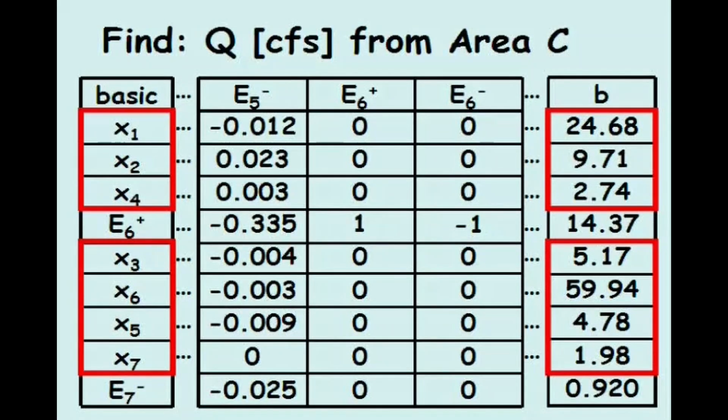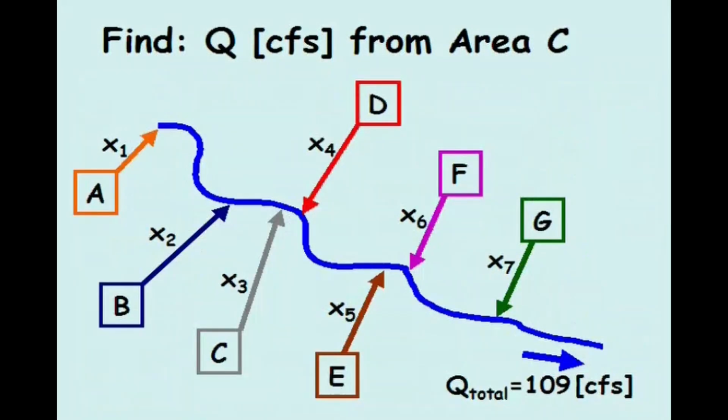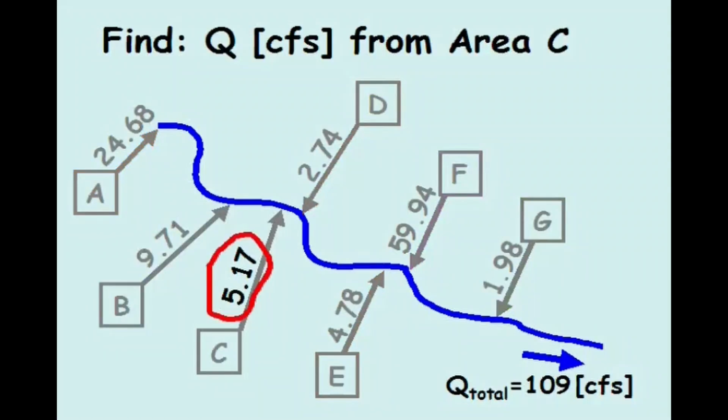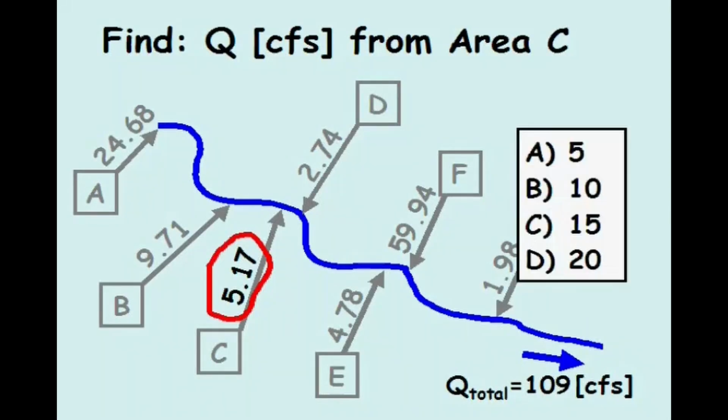If the estimated runoff flow rates from each of the individual areas, which sum to 109 cubic feet per second, are shown on the diagram, we can identify the flow rate from area C, which is 5.17 cubic feet per second. When reviewing the possible solutions, the answer is A.